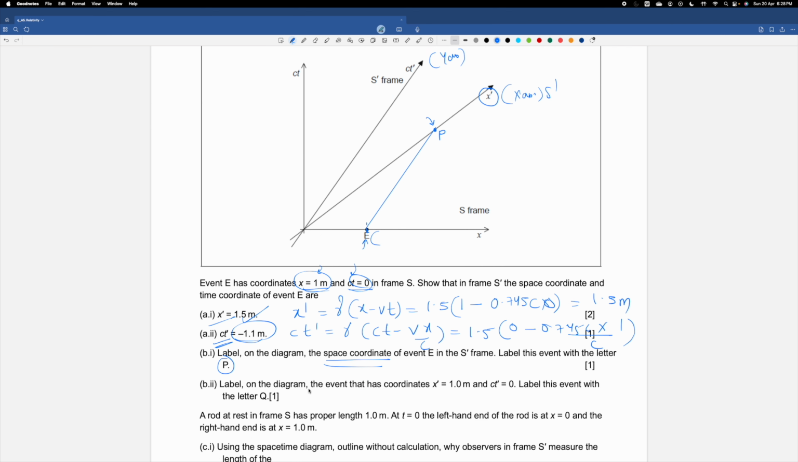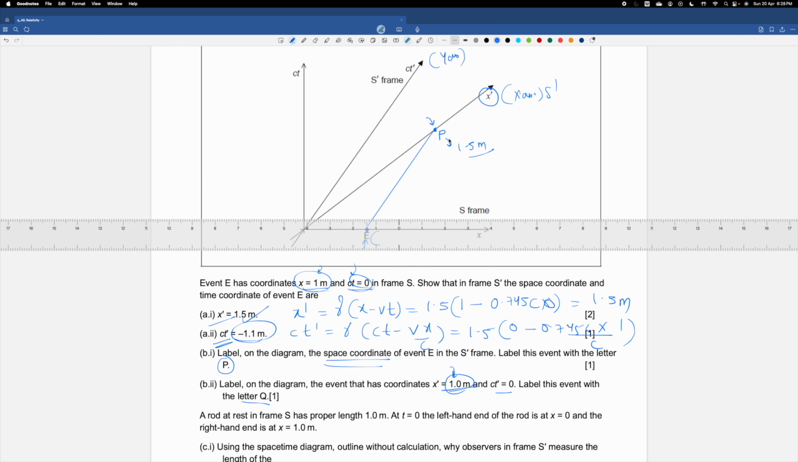Next, label on the diagram the event that has a coordinate X prime equals 1 meter and CT prime equals 0 meter. Label this event with the letter Q. Now, we know that P is representing a space value of 1.5 meter, and we wanted X prime to be 1.0 meter. So we're going to take a ruler and measure the length. How much is this length in centimeter, which is representing 1.5 meter? Then we'll see how much length is required for 1 meter.